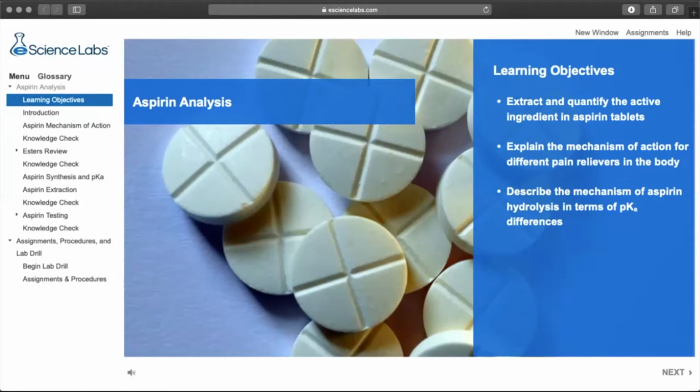Hello, Chem 345. Today we'll be talking about the Aspirin Analysis Lab. The three learning objectives for today are to extract and quantify the active ingredient in aspirin, to explain the role of pain relievers in the body, and to describe the hydrolysis of aspirin in terms of pKa differences.